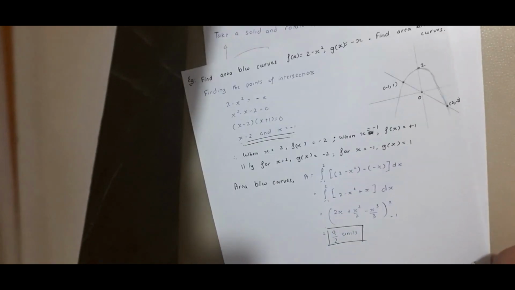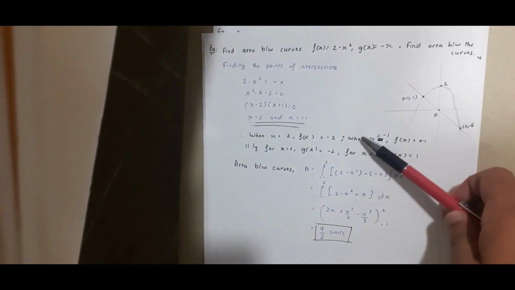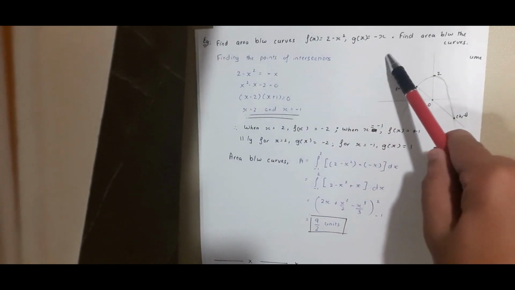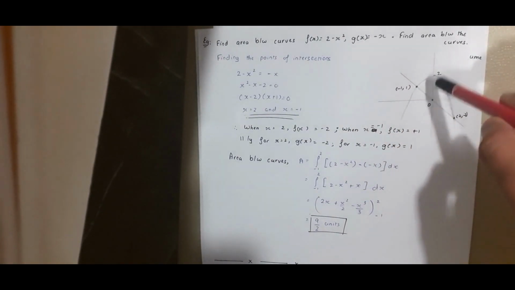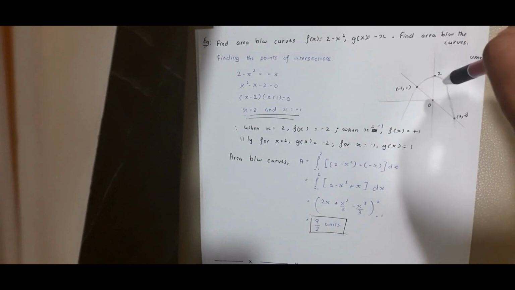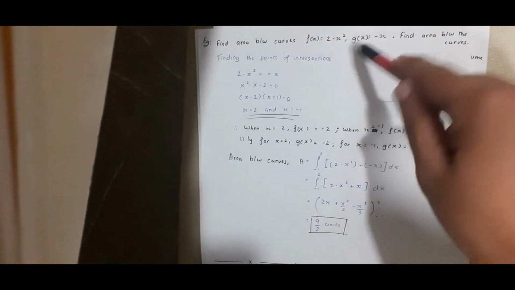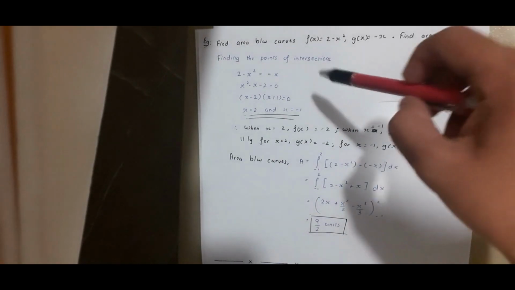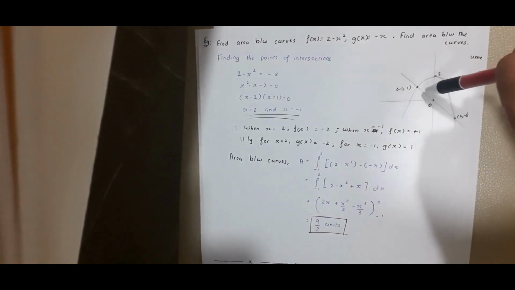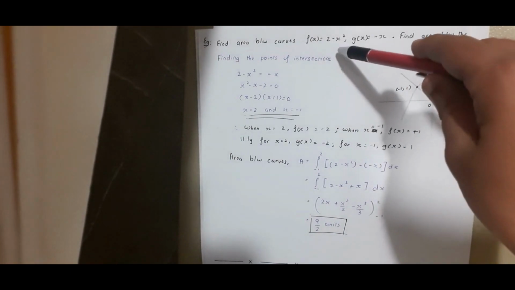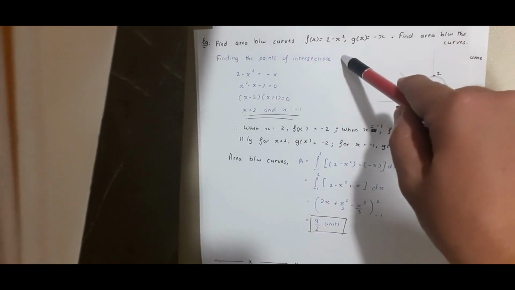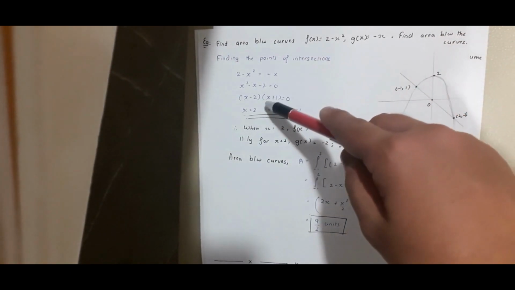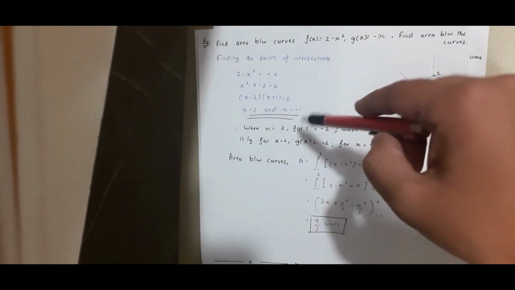Then here we have to find the area between the curves f of x equals 2 minus x square and g of x equals minus x. Your curve 1, 2 minus x square, is a parabola, and g, minus x, is a line with slope minus 1. Now we have to find the zeros. For that, we take the points of intersection. We equate both: minus x equals 2 minus x square. On solving, we get the points of intersection at x equals 2 and minus 1.